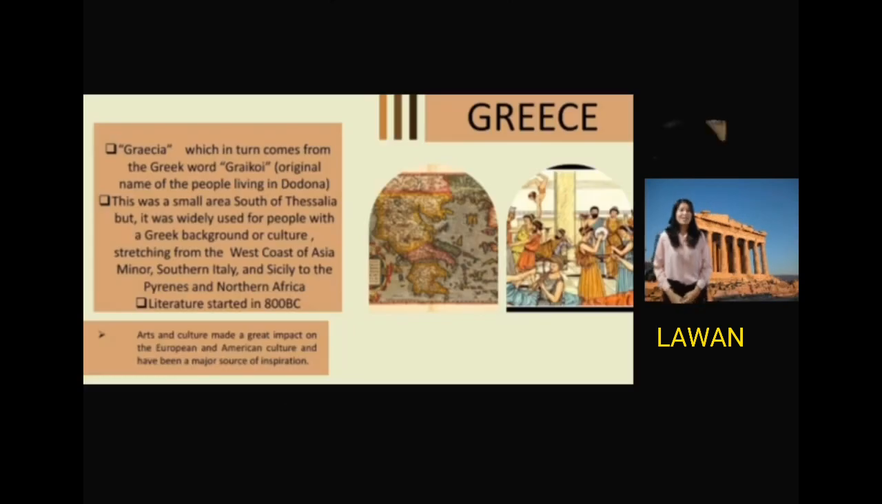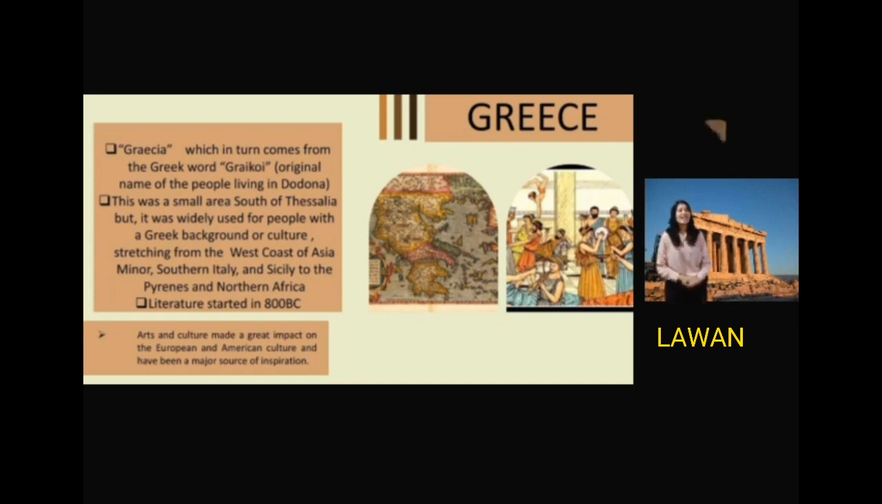I am going to share with you the origin and historical background of Greek literature. The name Greece comes from Latin Graecia, which in turn comes from the Greek word Graikoi, the original name of the people living in Dodona. However, the word is used to address people living in Greece, and the original Greek name was and still is Hellas, which is the land of the Hellenes.